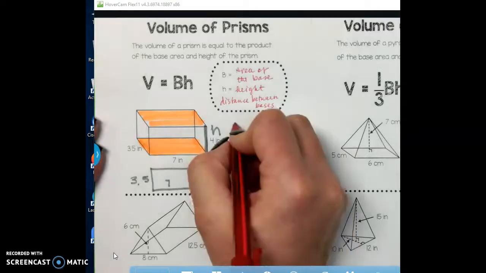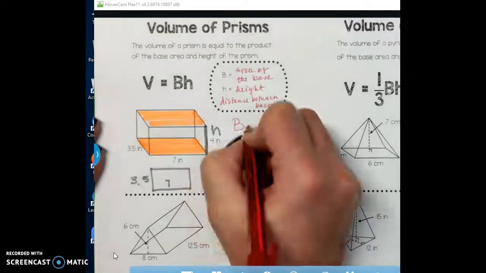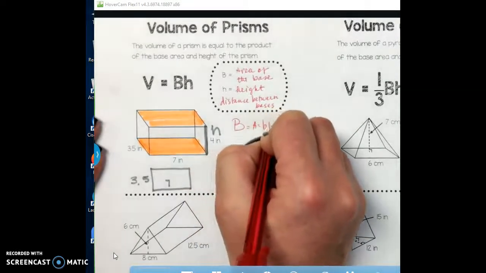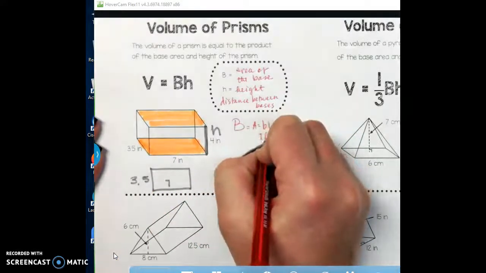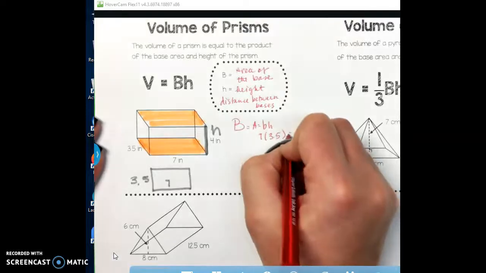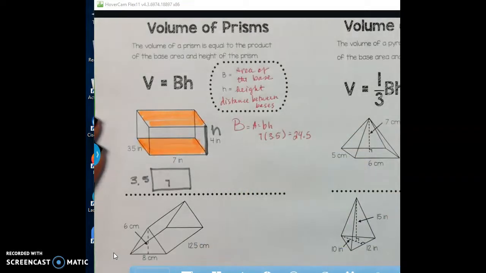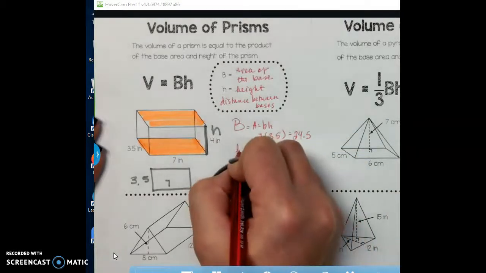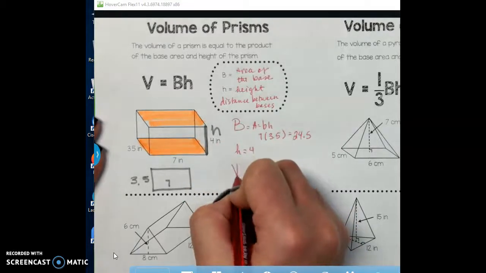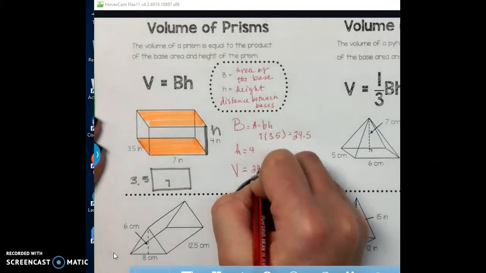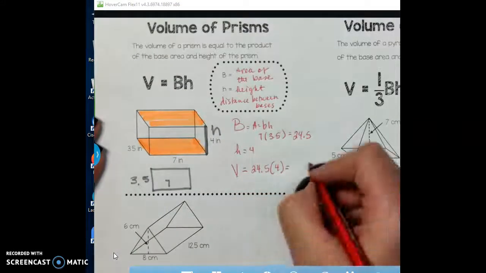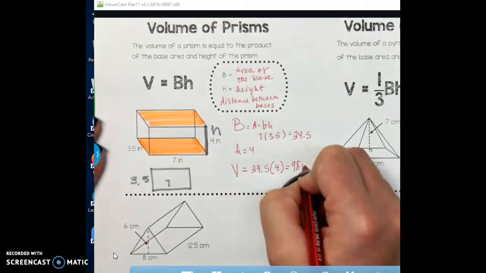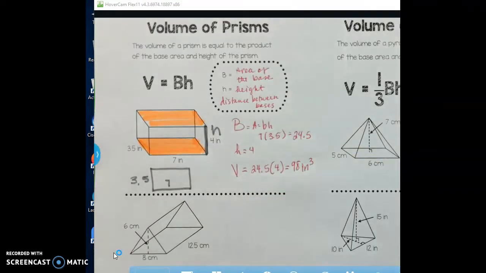All right, so what is the area of the base? That would be the area of a rectangle. We have a rectangle as our base, so that would be 7 times 3.5, and that's going to give us 24.5 square inches. Our height is 4. We're ready to find our volume. 24.5 times 4 will give us 98 cubic inches.